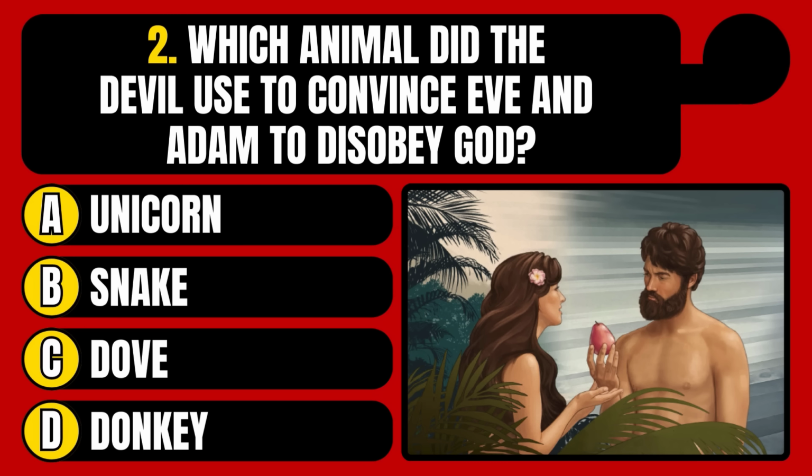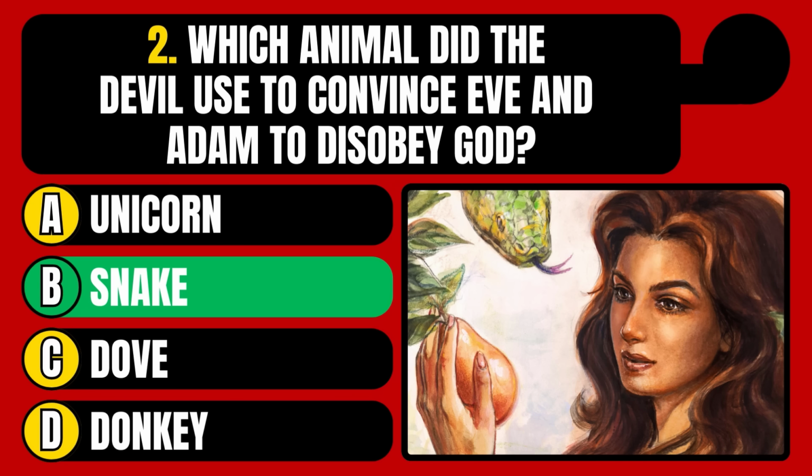Which animal did the devil use to convince Eve and Adam to disobey God? Unicorn, snake, dove, or donkey? The correct answer is option B, snake.